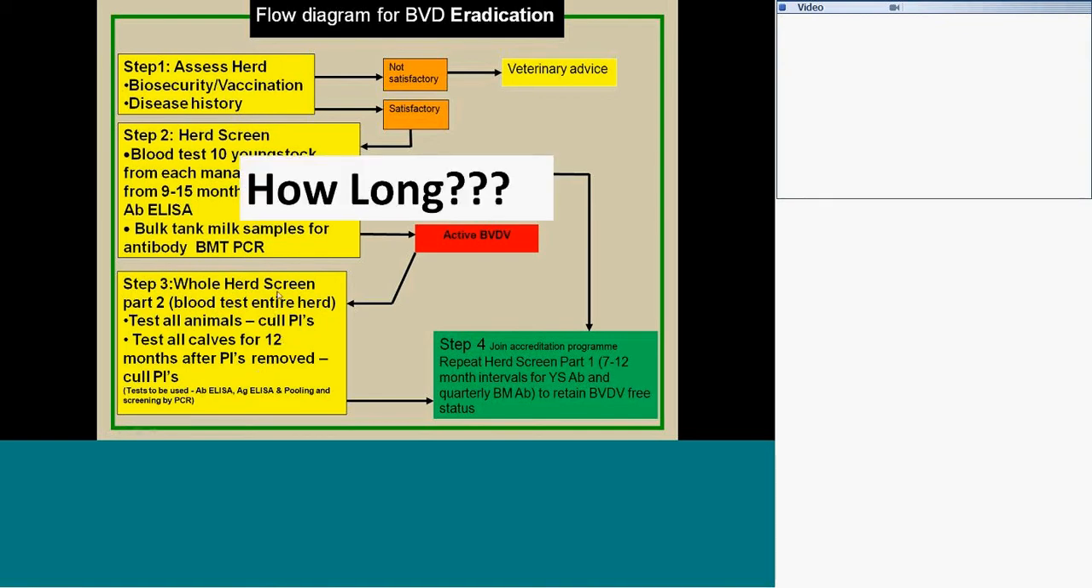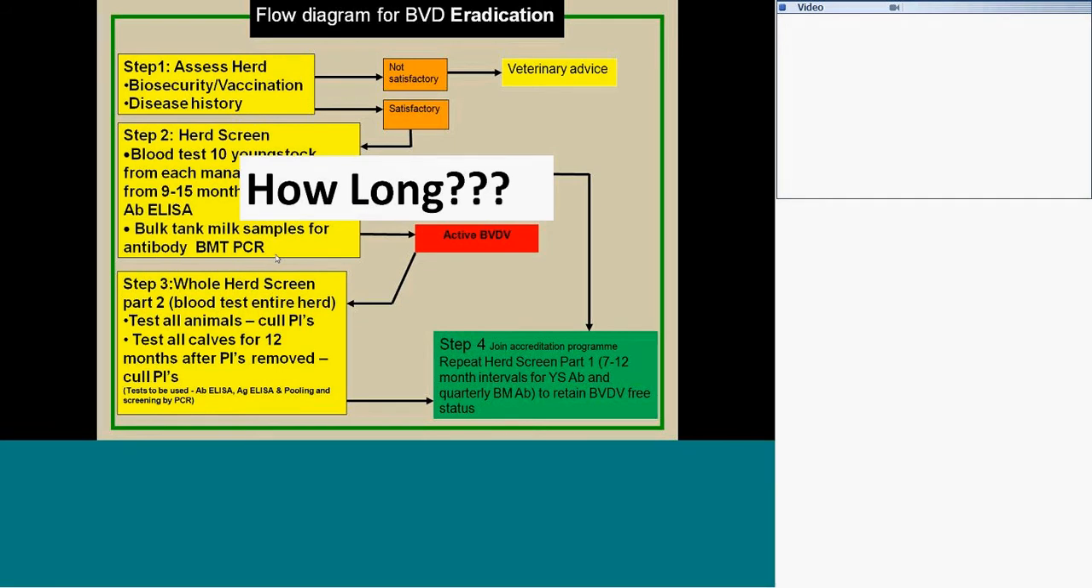How long could this take? The herds that I've eradicated BVD from, the quickest I've done it is 18 months. So that was a whole herd test on one day. We found the PIs, and then we tested the young stock that were born after that for a year, and we removed any PIs that were in the young stock group. Realistically, 2 to 3 years is probably a reasonable time for this, but we've done it as quickly as 18 months in some cases. So it's not a particularly long-term undertaking.